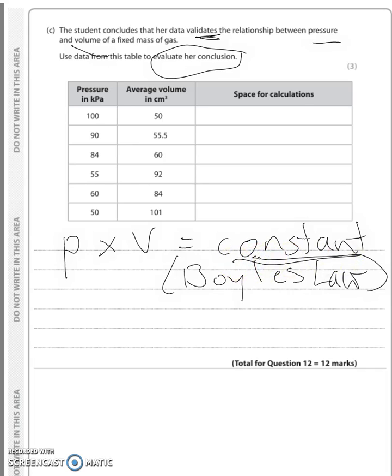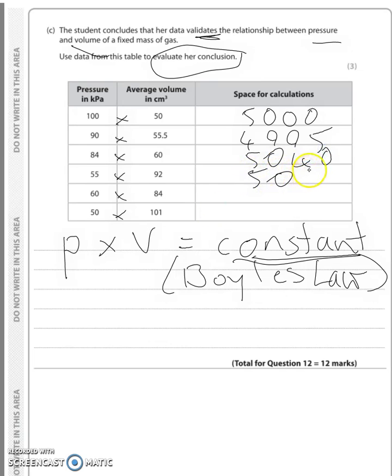So you need to multiply them together. So you're going to multiply all of these values by each other and see if they're all the same. So just multiplying these will get you a mark. In fact, if you do more than one, you get 2 marks, which is very generous.